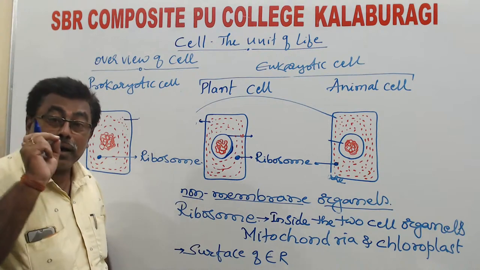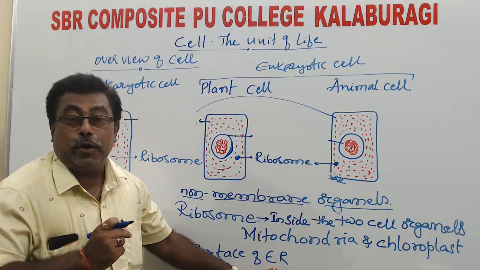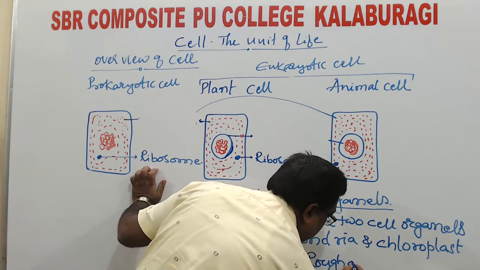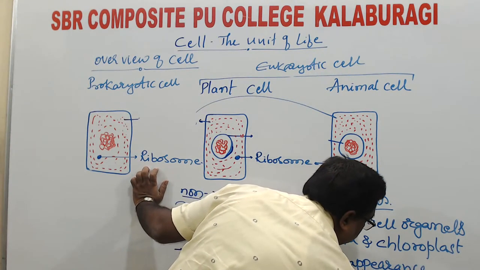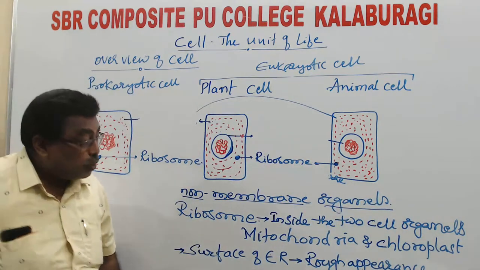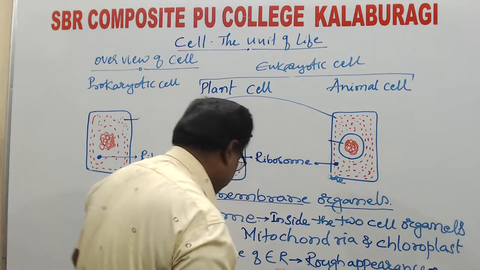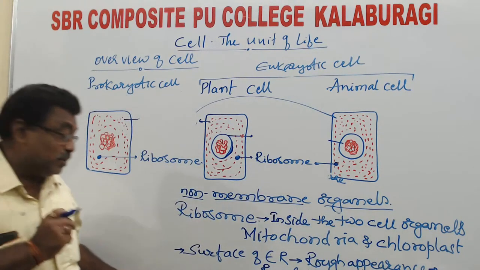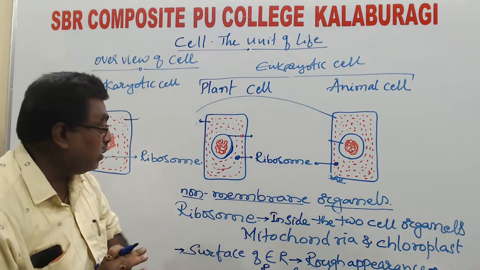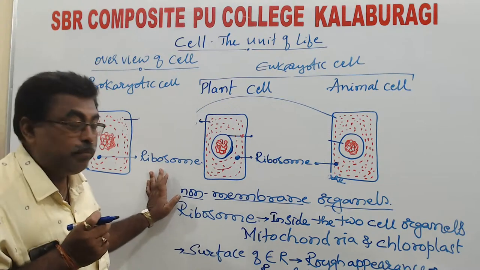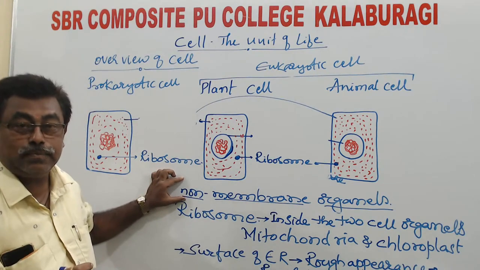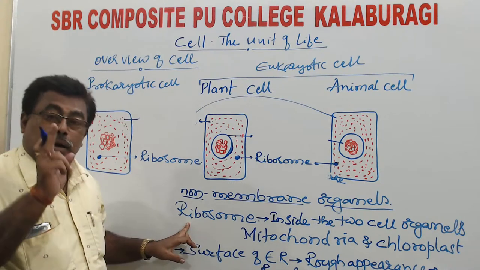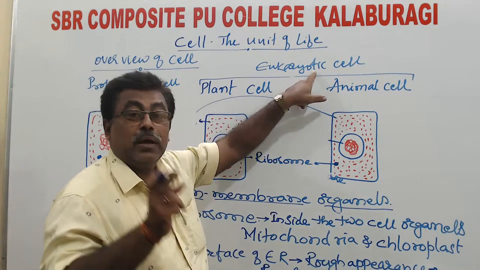So when the ribosomes are present on the surface of the endoplasmic reticulum, it will give a rough appearance, so this endoplasmic reticulum is called rough endoplasmic reticulum. Okay, so along with the membrane bound organelles, the non-membrane bound organelles are also present, that is ribosome.